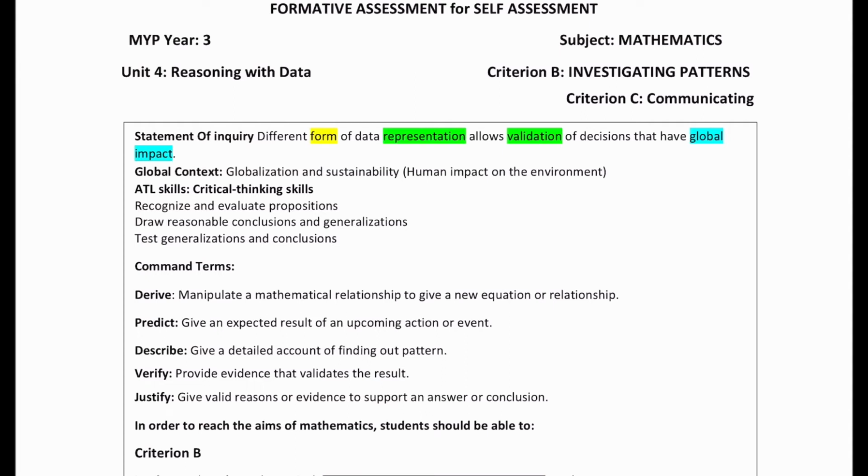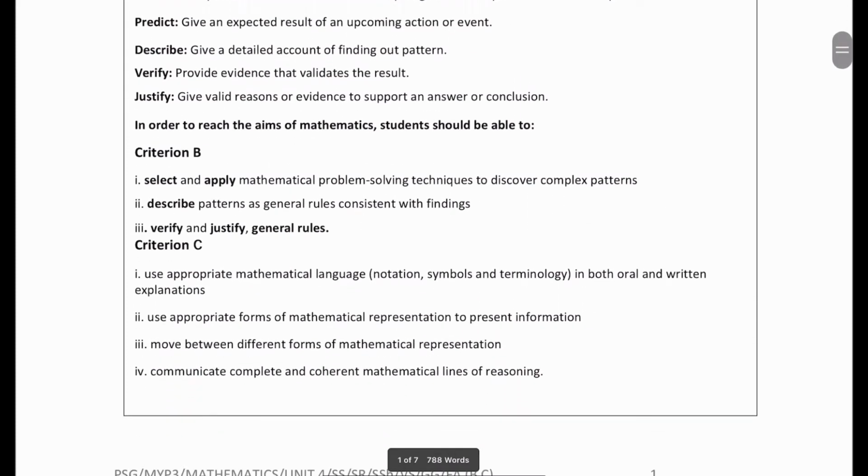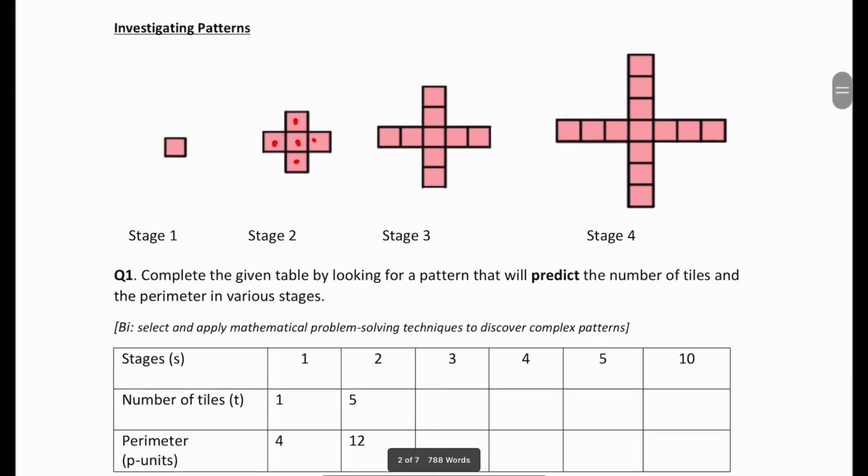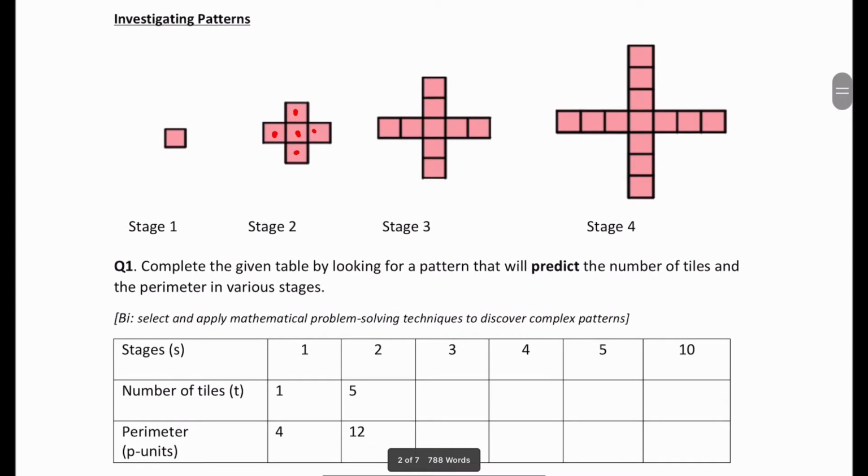Hello dear student, this is the task formative assessment based on criteria B and C which we conducted recently. We are going to solve all the problems that were there in this task. This is based on investigating patterns.